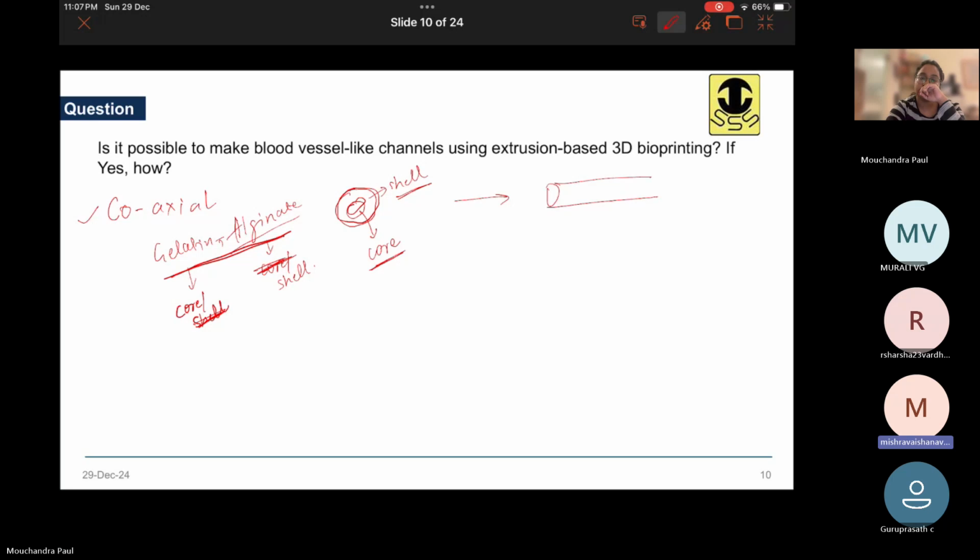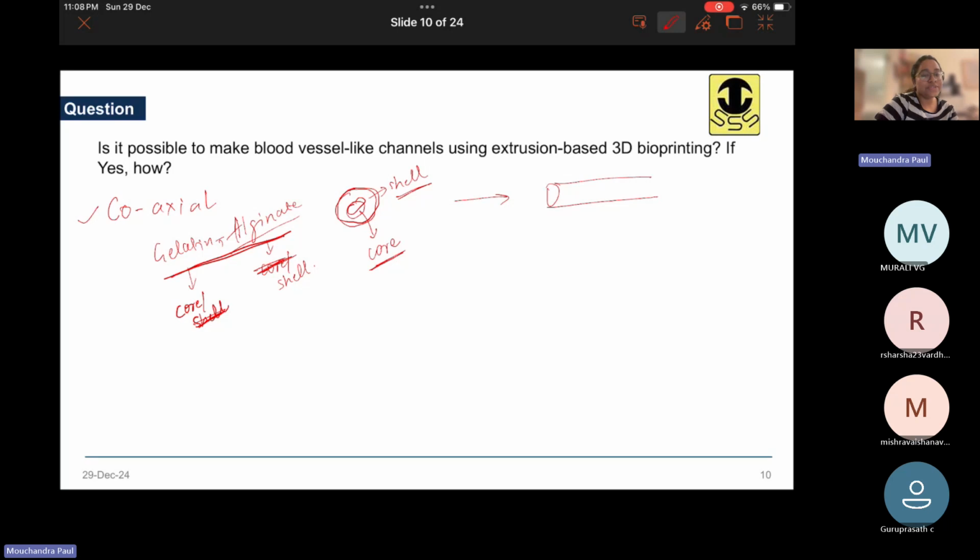Maybe we can supply it between the two needles. There will be something that will provide calcium. I don't know, ma'am. If we do that, then we will use a triaxial needle. There will be three channels in the needle.